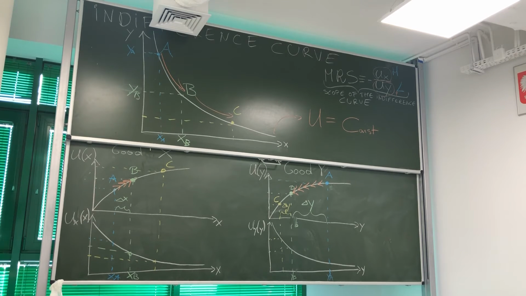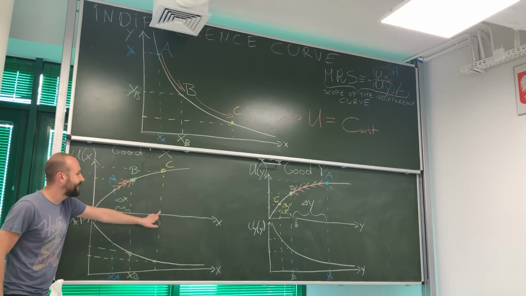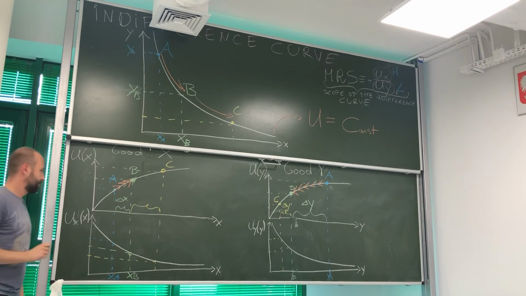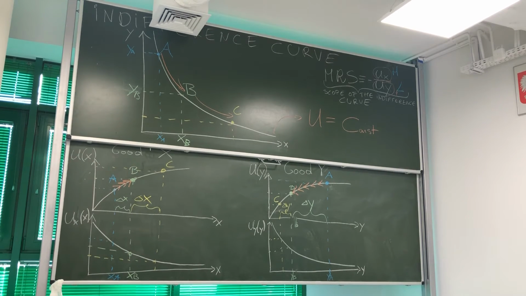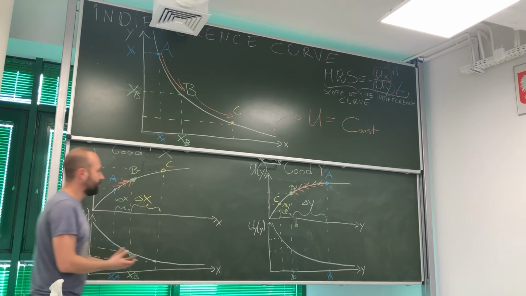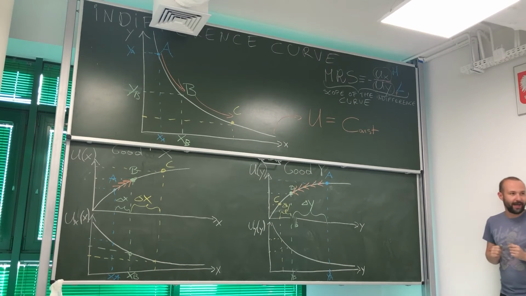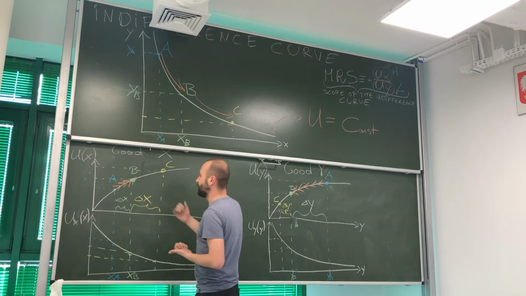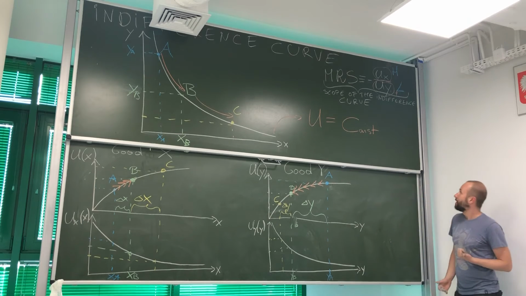What would we have to do? We would have to increase the possession of X quite substantially, right? Why? Because look, now a customer does not have that much of good Y. He values it a lot. So to maintain the same total utility, you need to increase X by more.